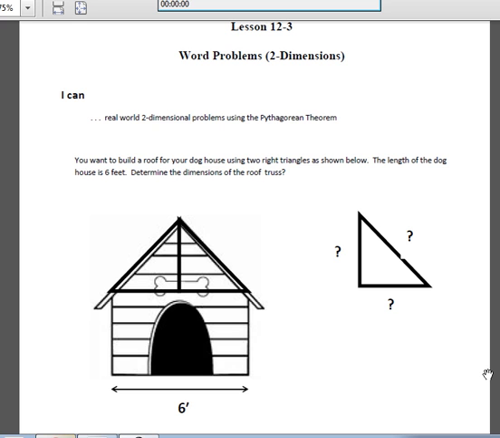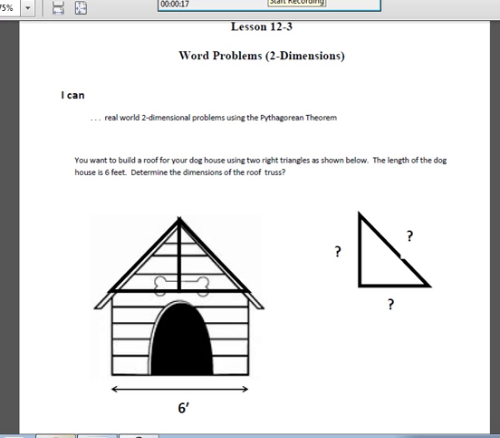This begins on page 14 in your notes packet. This is word problems. Now, these are only two-dimensional word problems. So let's go ahead and take a look at the learning targets for this lesson. I believe this should say solve real-world two-dimensional problems using the Pythagorean theorem.